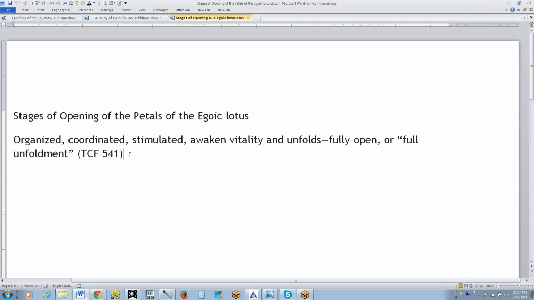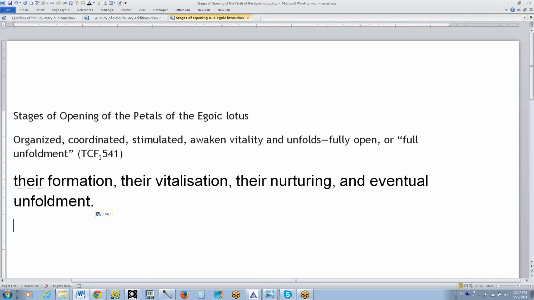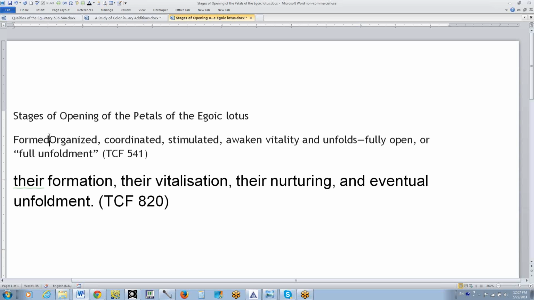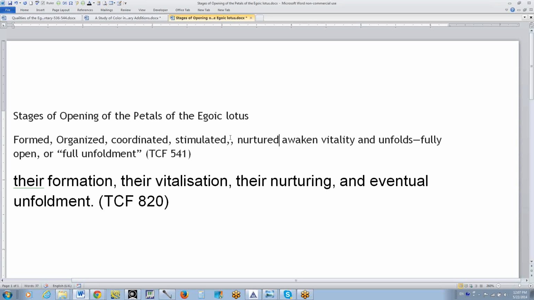And I think I could add this, TCF 820. So organized. So we can put here formation, or formed, maybe that's the term I'm using. Formed, vitalization. Now let's see, I suppose the word nurturing will come in here. Stimulated, nurtured somewhere, and eventual unfoldment.